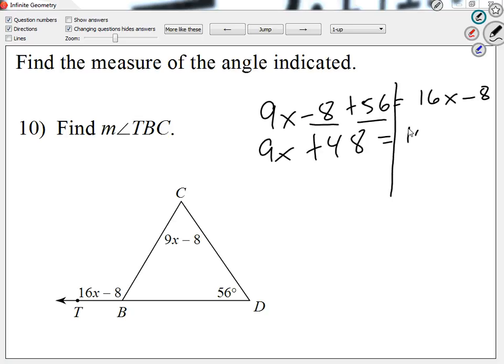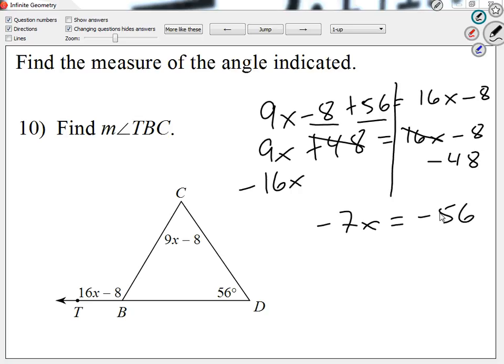On the right, I have 16x minus 8. Alright, let me have letters on the left side. So 16x on the right becomes negative 16x on the left. 48 on the left becomes negative 48 on the right. How much is 9x minus 16x? Negative 7. Alright guys, let's keep on paying attention. How much is negative 8 minus 48? Negative 56. If negative 7x equals negative 56, what's x? 8.